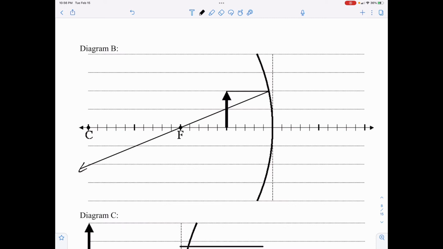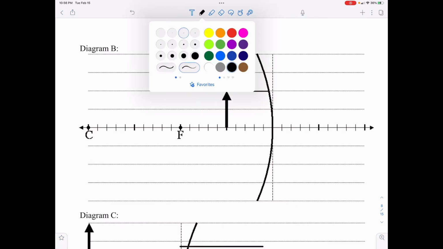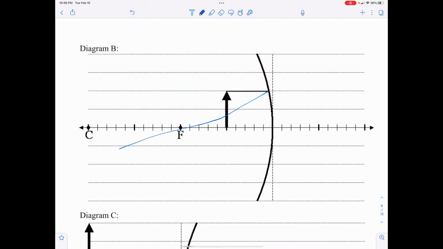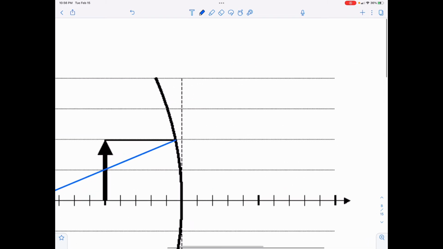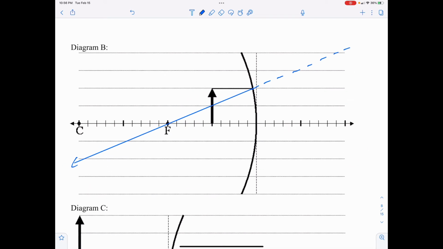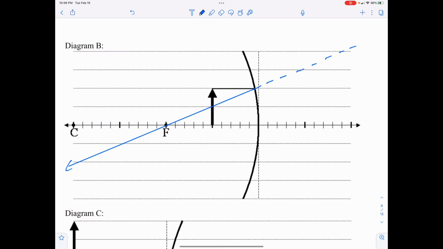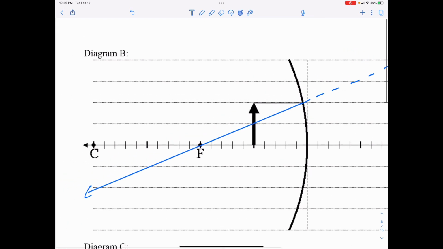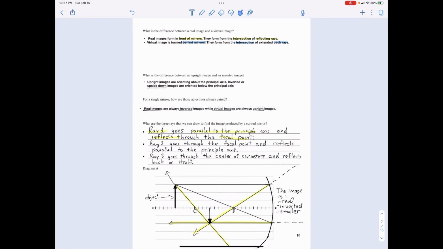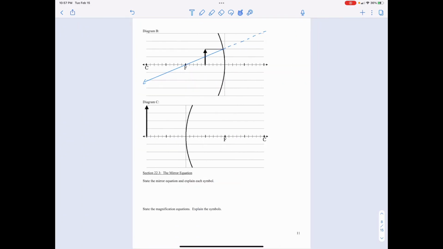So let me do the reflection ray in blue. Reflect through the focal point. And we're going to get that virtual back ray. Remember, every reflecting ray needs a virtual back ray. Then the second ray, if you remember, the second ray goes through the focal point and reflects parallel to the principal axis. So it's exactly the converse, right?